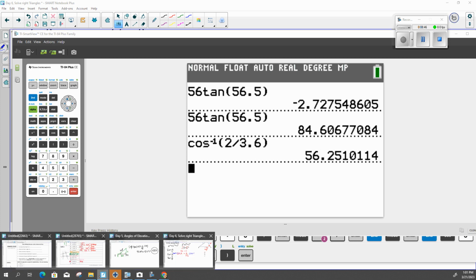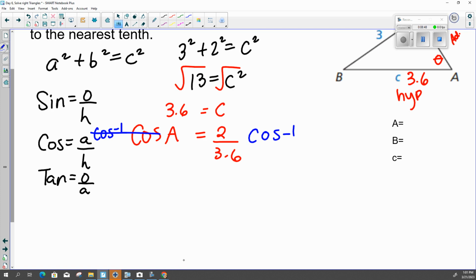Oh, which one are we on? This one? Oh, yeah. I'll have to look at the worksheet to see if it tells you to round to the nearest whole number or what. All right, we found angle A. It's 56 degrees.